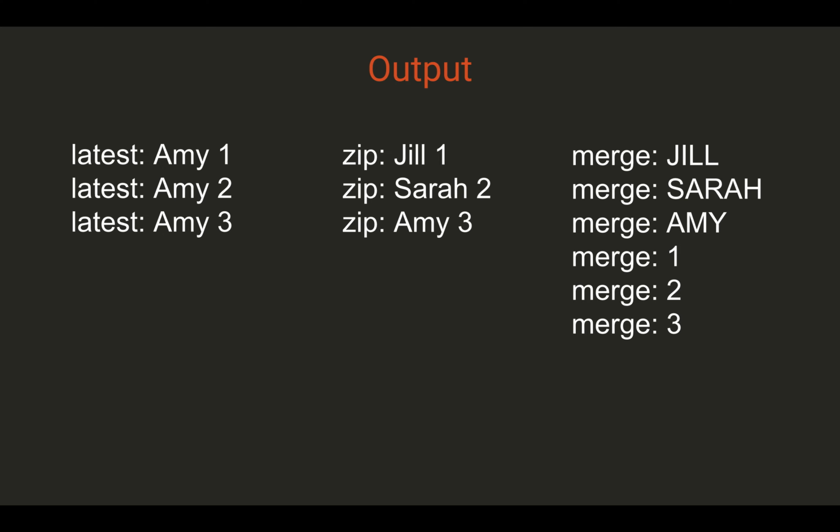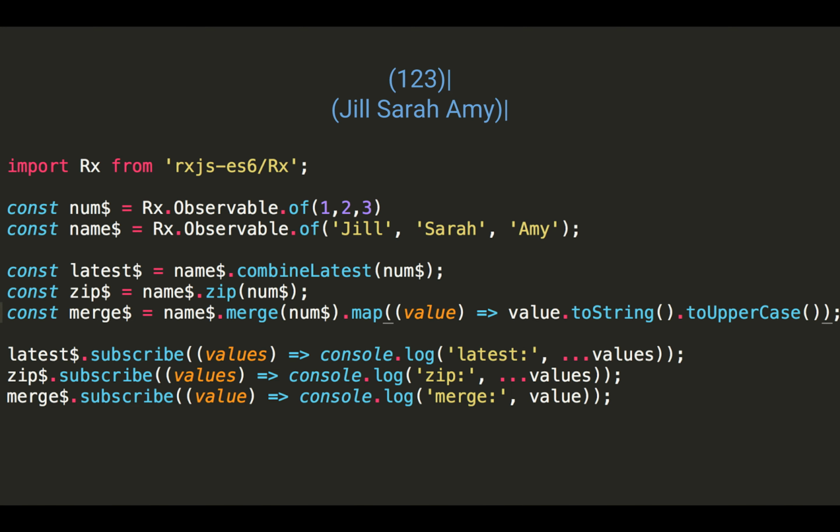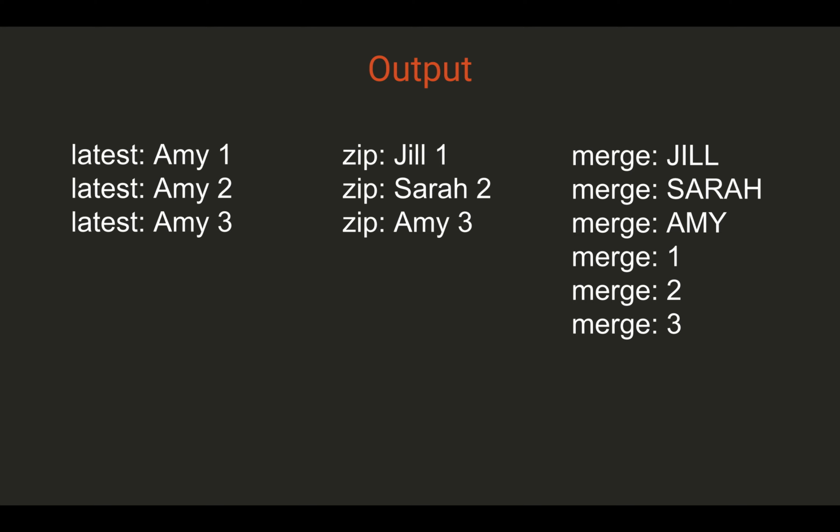Now zip works a little bit differently. We get Jill 1, Sarah 2, Amy 3. And if we look at our marble diagrams once again, we see that corresponds to the order that they were in. So Jill was 1, Sarah was 2, and Amy was 3. So that one works more like a zipper, where it takes a value from the first stream and it waits until it gets a value from the second stream, and then it combines them both. And then it waits for a value from the first stream and waits for a value from the second stream, combines those 2, and waits for a third. So we get zipped up like a zipper.